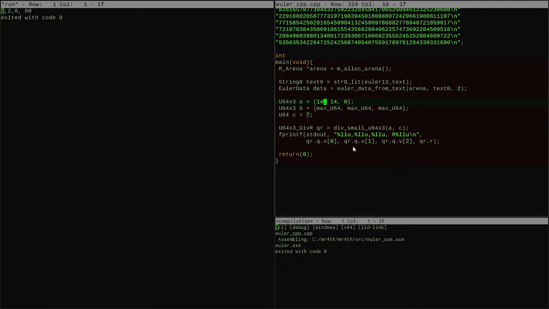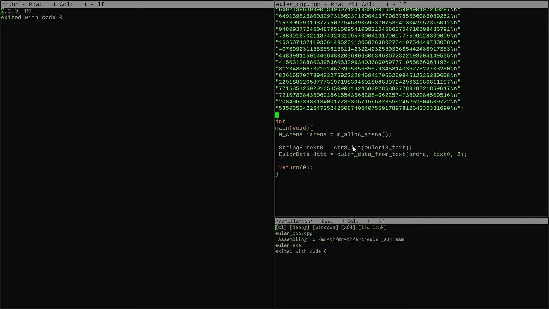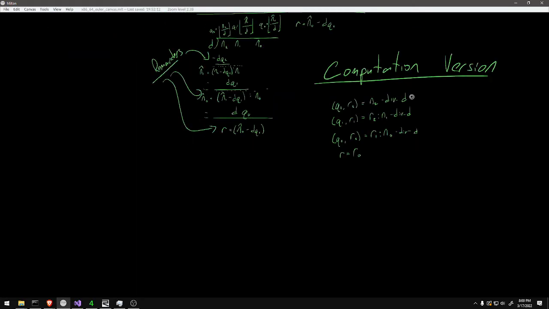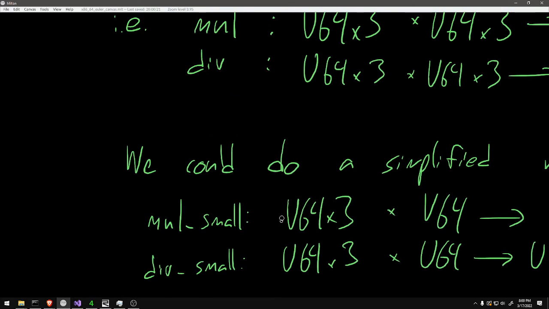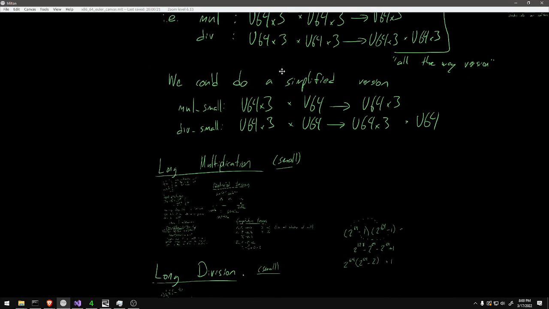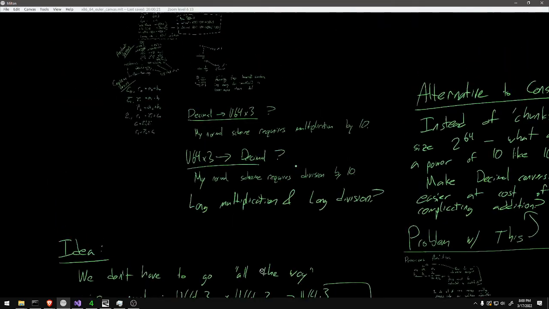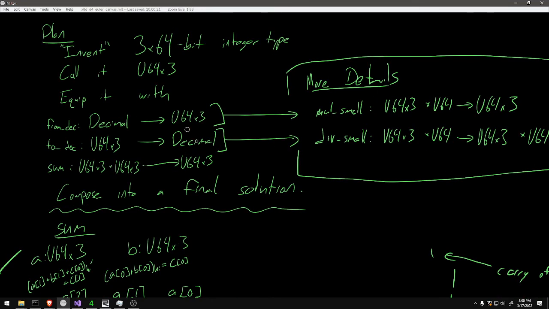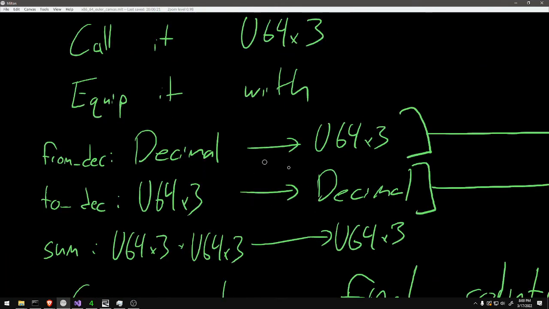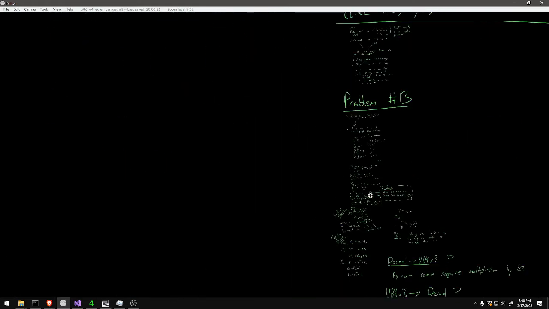So we've now done all of the arithmetic, but we haven't finished the problem, right? So what's next? Let's see, where did we write down our plan? So we did these, we need to do these: the decimal to U64 by 3 and U64 by 3 to decimal. I don't think we need to sketch those out. Well, it might be worth it. Yeah, let's sketch it out because there is something worth thinking about here.